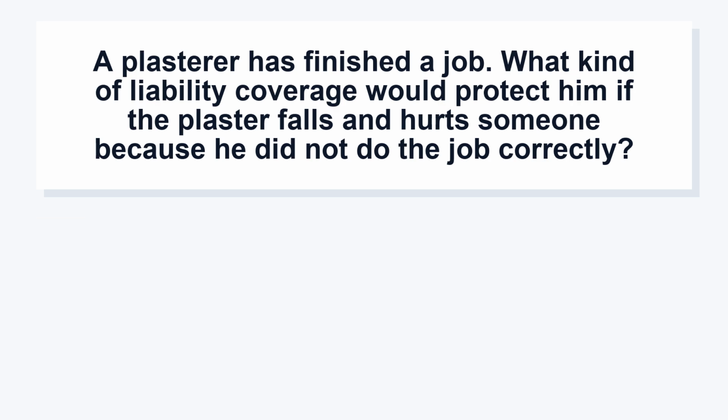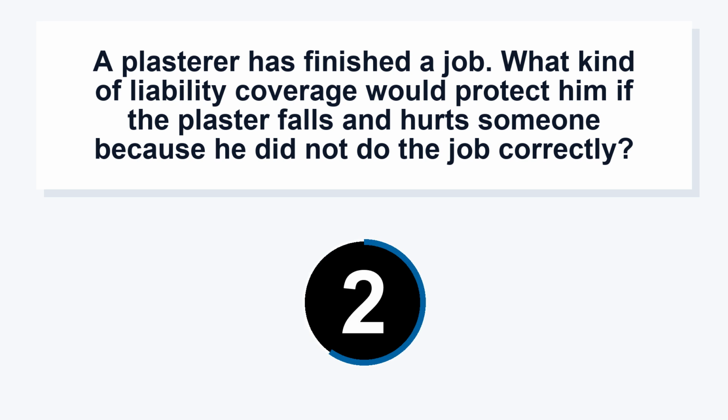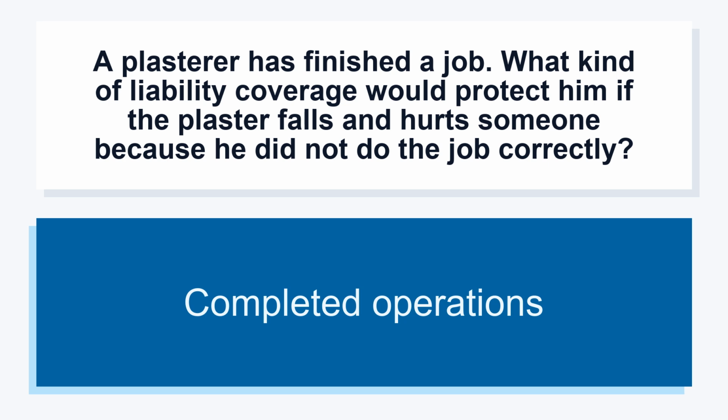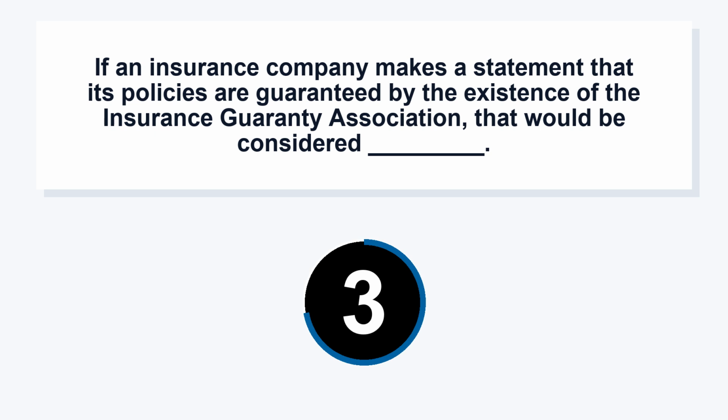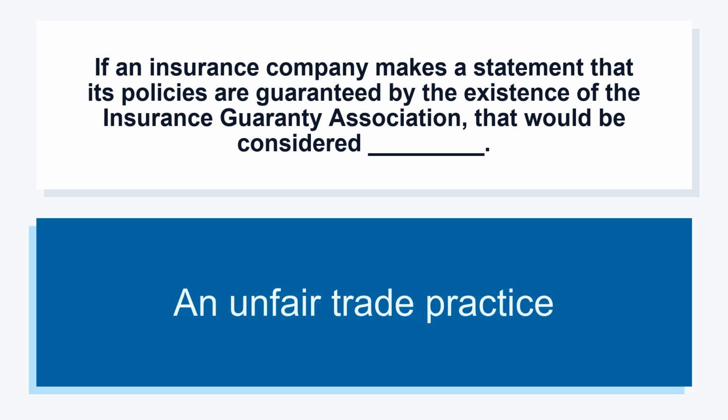A plasterer has finished a job. What kind of liability coverage would protect him if the plaster falls and hurts someone because he did not do the job correctly? Completed operations. If an insurance company makes a statement that its policies are guaranteed by the existence of the Insurance Guarantee Association, that would be considered an unfair trade practice.